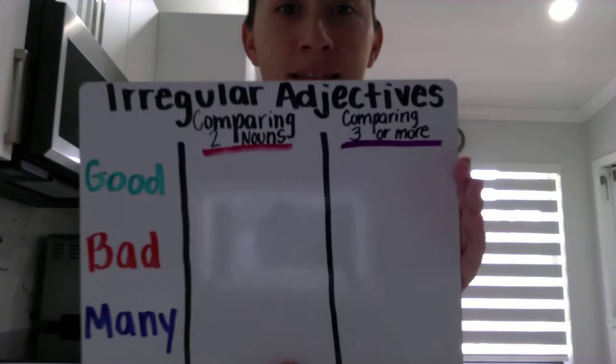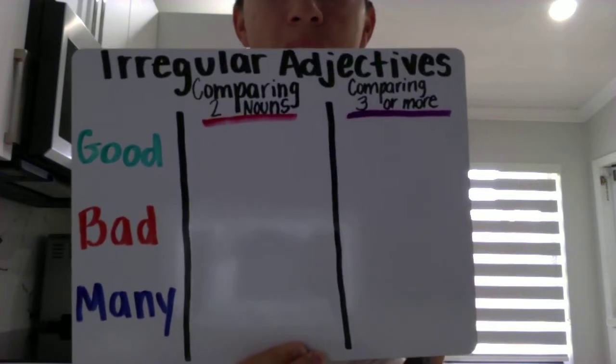Now, these adjectives, we don't add ER or EST. We're changing the spelling completely. Okay, so you might have seen them before, but we're going to go over them again. So we're learning 3 new ones now. They are good, bad, and many.